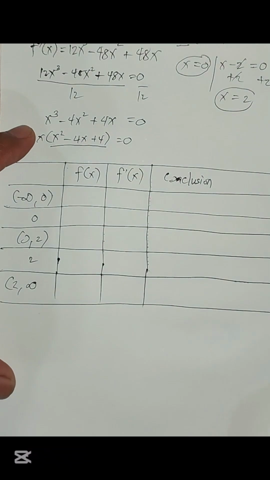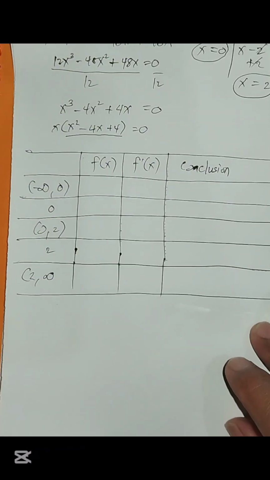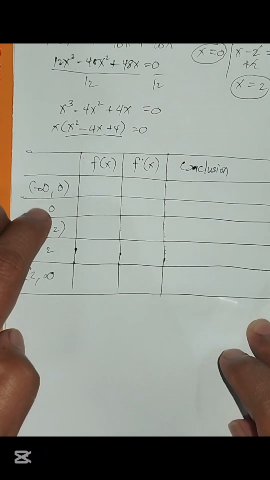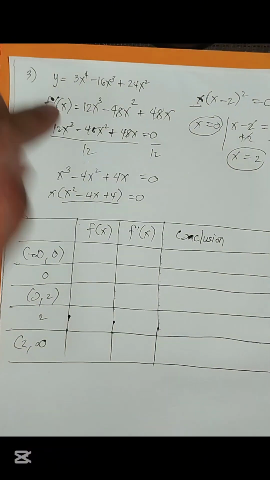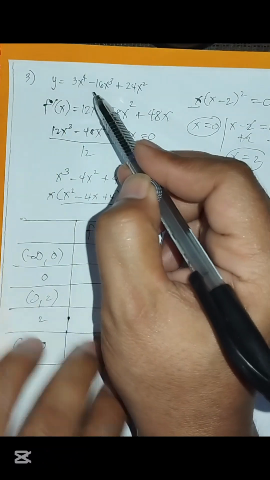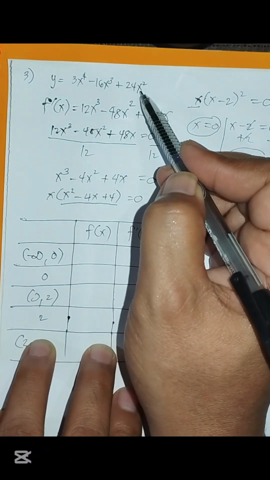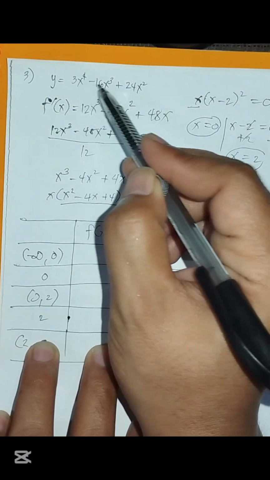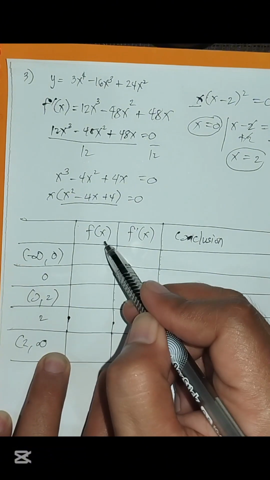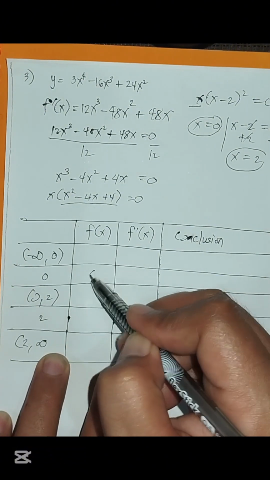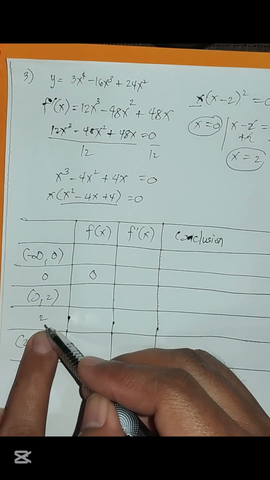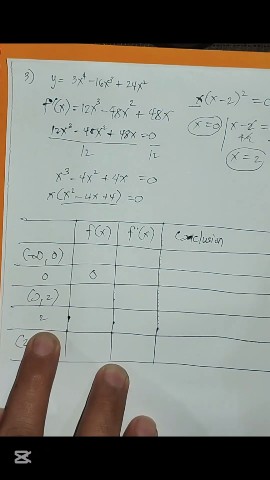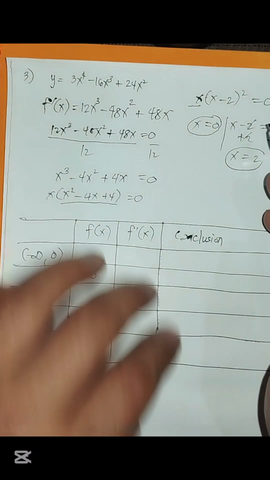Okay. So let's solve when x equals 0. Substitute 0 into our function y equals 3x to the fourth minus 16x cubed plus 24x squared. So when we substitute x equals 0, f of 0 is still 0. So now let's substitute 2 into this.